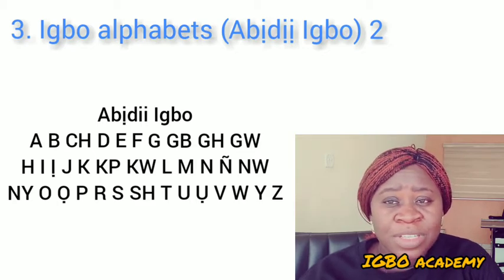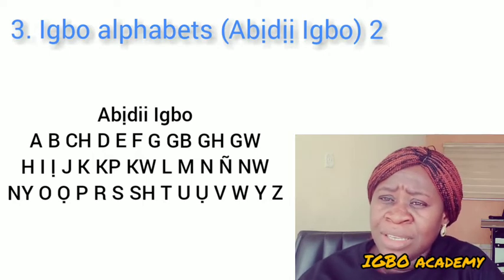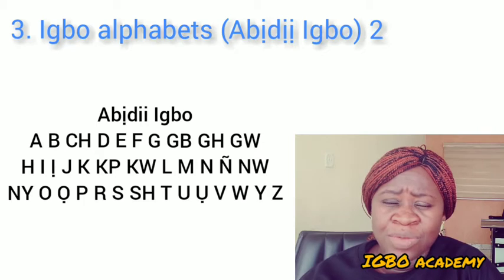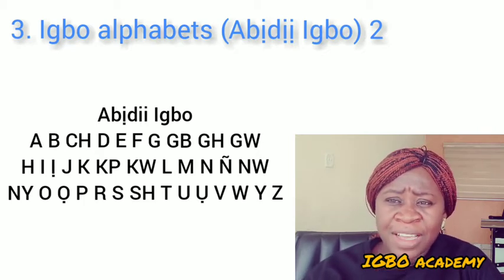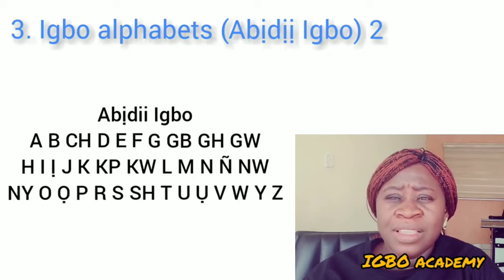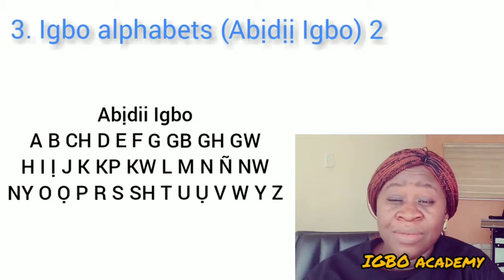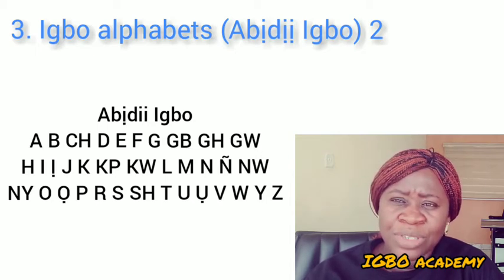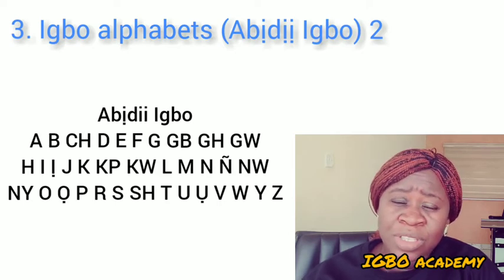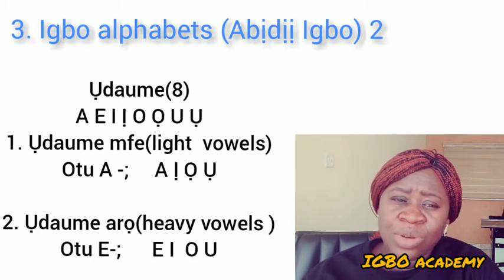I think by now you must have mastered everything about the vowels and the consonants and how to write the letters, the alphabets, both the capital and the small letters. If you have not, please, I advise you go back to my first video on Igbo alphabet and learn everything so that you'll be perfect in it, because that's the basic of learning the language. So today we are going to continue talking about the Igbo alphabet, the vowels and the consonants.